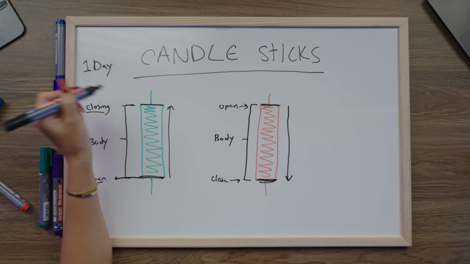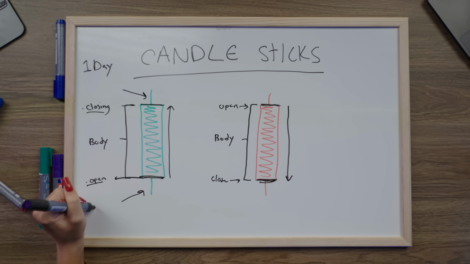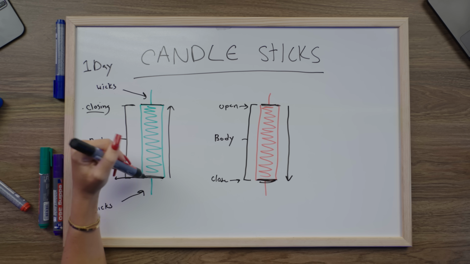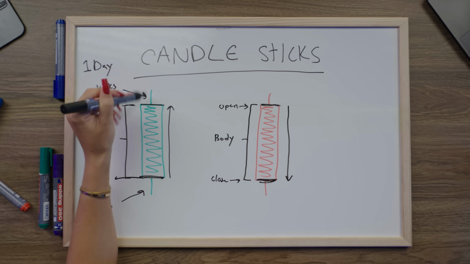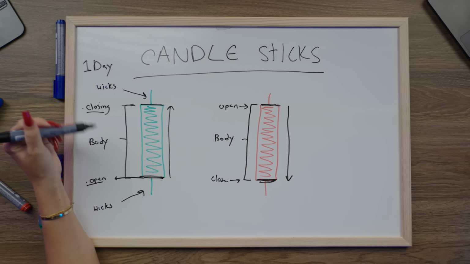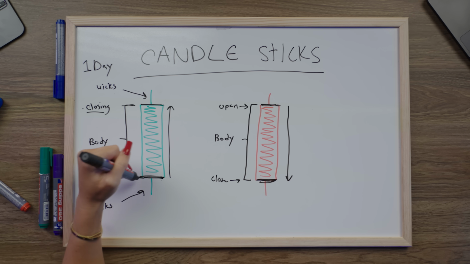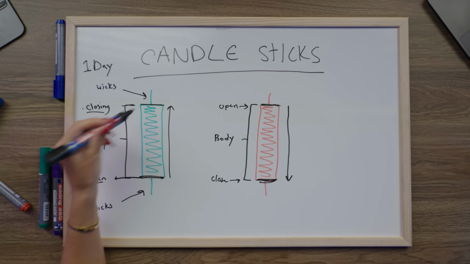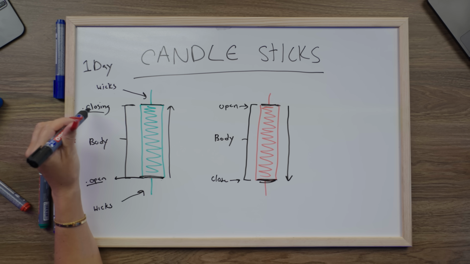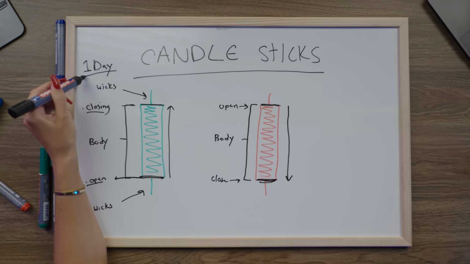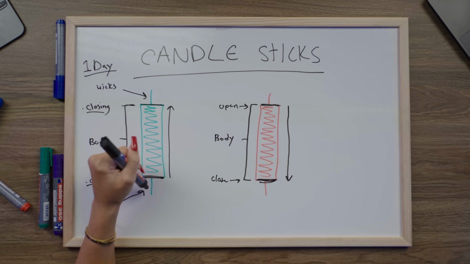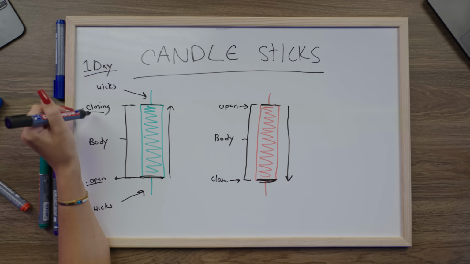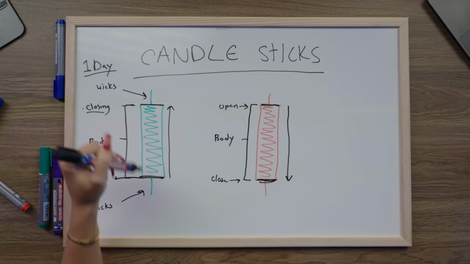Now let's go over the wicks. These right here are called wicks. Now what these mean is that price pushed lower and higher outside of the opening and closing price. So that means when price opened and closed, it pushed higher and lower outside of the body before closing. So during this 1 day period, price opened here, pushed lower and higher, and then closed. So this is the movement outside of the open and close.